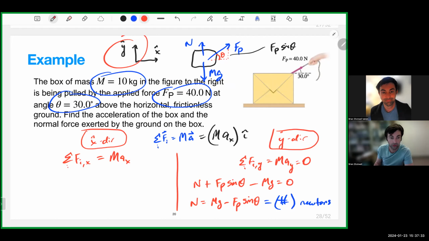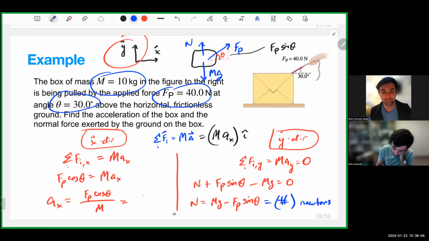Then the x direction, what does the x direction tell us? Well, if I look at my free body diagram, gravity doesn't have an x component. The x component is 0. Same thing with the normal force. The only thing that has an x component is Fp. So Fp cosine theta is equal to m times ax. And so we're asked, what's the acceleration of the box? Well, it only has an x component, not a y component. And the magnitude of it is Fp cosine theta over m. And that will give you some number as well in meters per second squared.